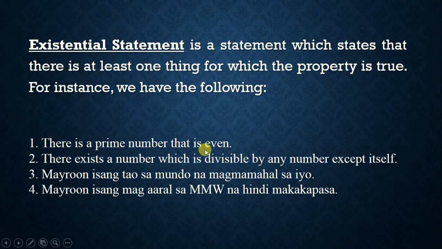On the other hand, an existential statement states that there is at least one thing for which the property is true. So for instance, we have the following. There is a prime number that is even, and that number is 2. It is prime and at the same time even. There exists a number which is divisible by any number except itself. This is also true, and that number is a prime number.